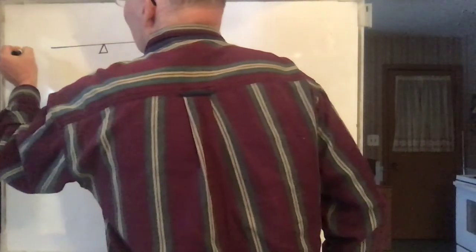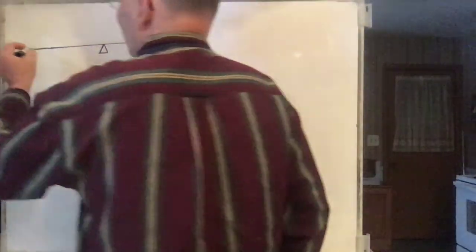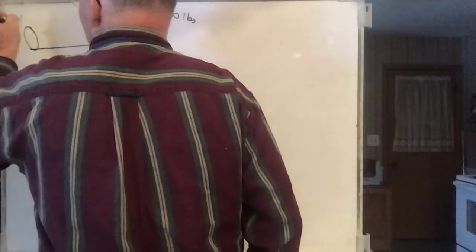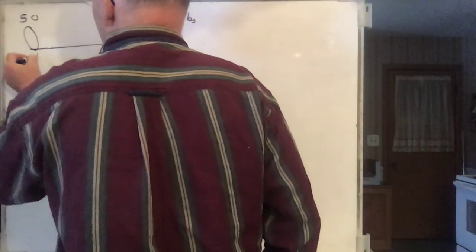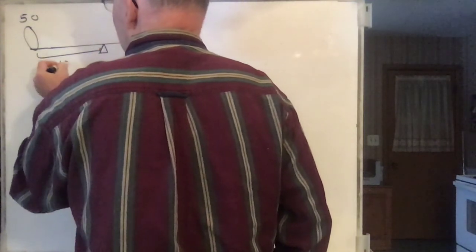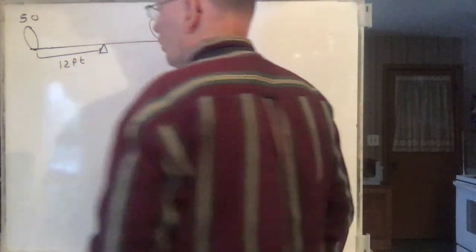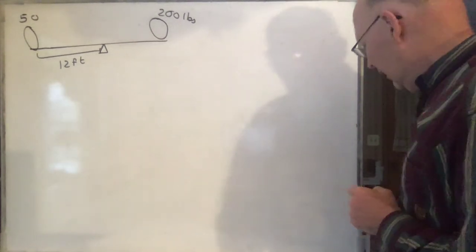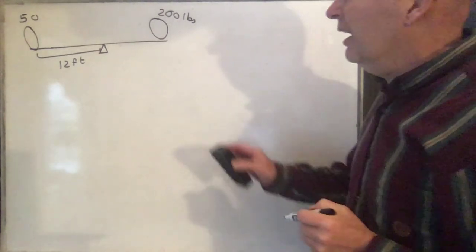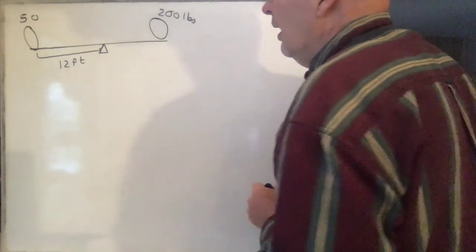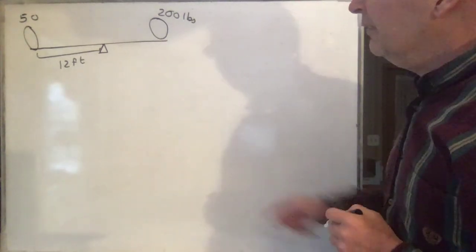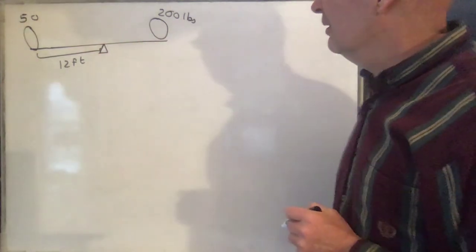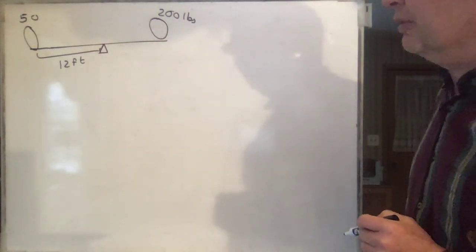Let's say you've got the child over here that weighs, say, 50 pounds, and say they are 12 feet from the fulcrum. And now you've got the parent who weighs 200 pounds, and the question is how far should they be from the fulcrum so that these two balance, so that they can have fun teeter-tottering back and forth.